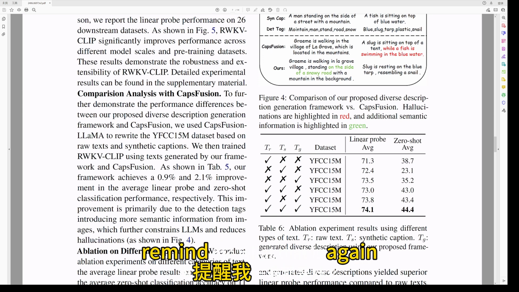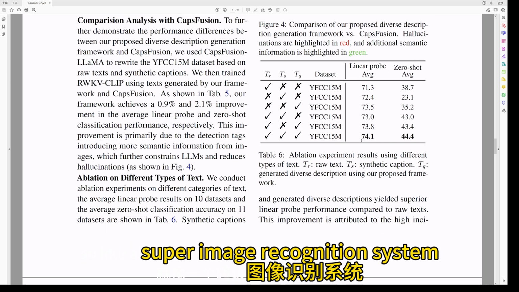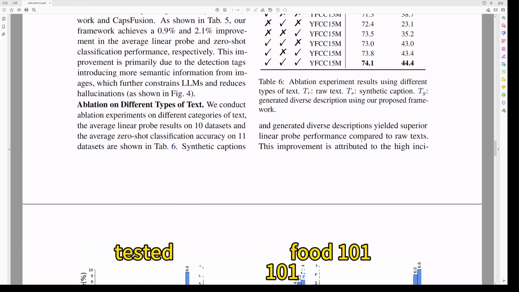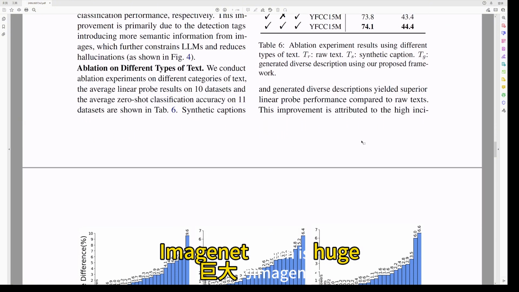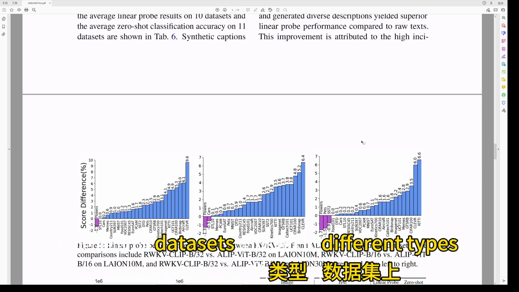Remind me what that is again. Identifying objects in an image even if it's never seen those objects before. So like a super image recognition system. Pretty much. They tested it on things like Food 101 and even ImageNet, which is huge. And it did well. It aced it, especially on data sets with lots of different types of objects.